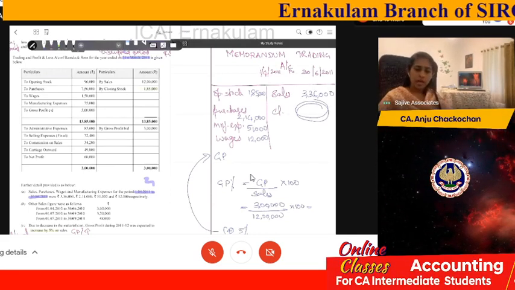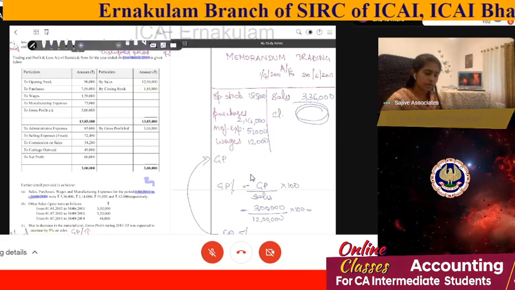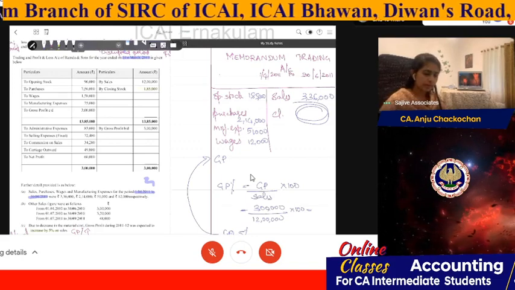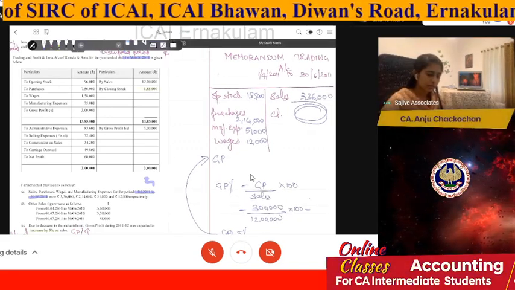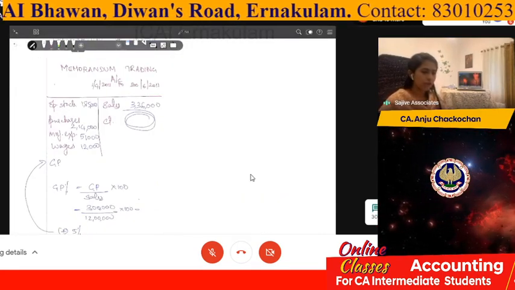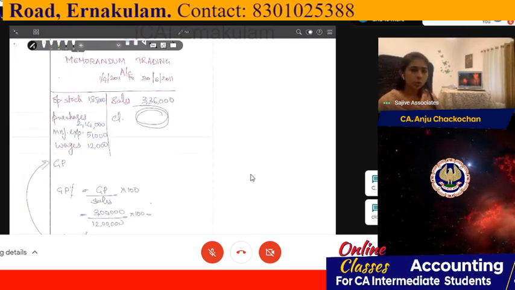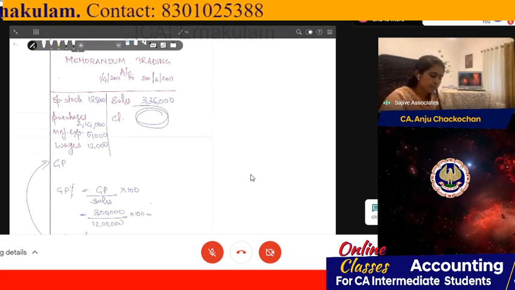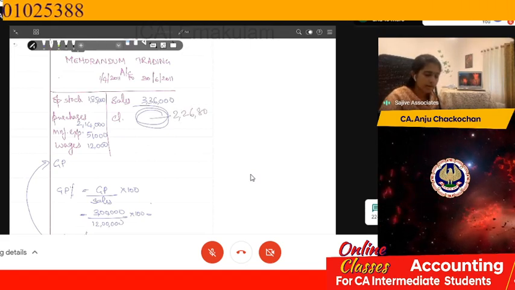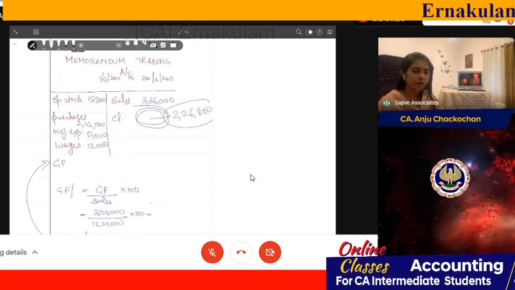Everyone, do this. Take your time, come up with the answer. I want the closing stock figure, and these are the steps involved. Okay, do this, everyone. Complete this up. Come up with closing stock figures. 2,26,800 is perfectly fine. 2,26,800 is the closing stock. Good.